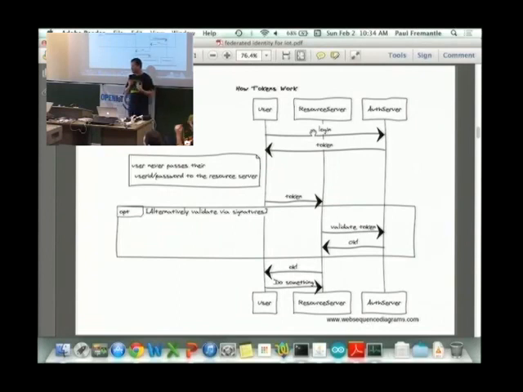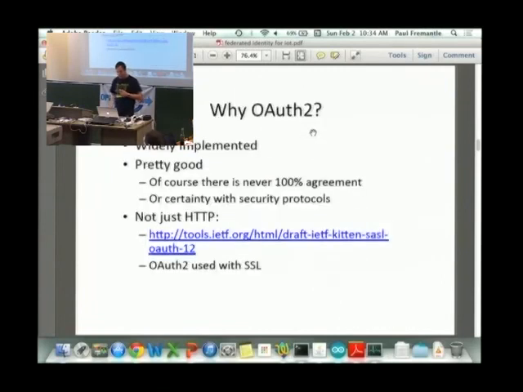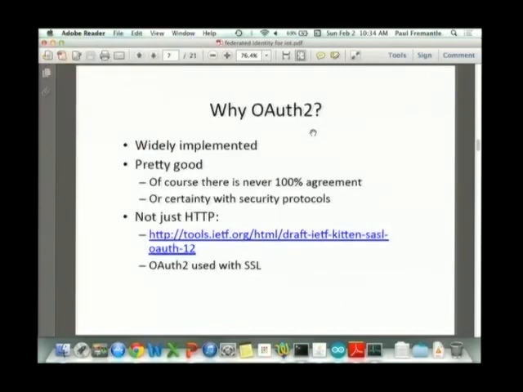The resource server is what you're trying to access resources on, or what is trying to get access to your resources. And the IDP is the authentication server in this case, or the authorization server. And so, as I said, OAuth 2 is very widely implemented. I think it's pretty good.